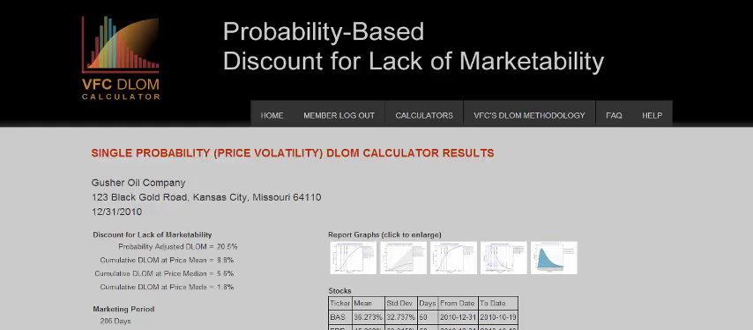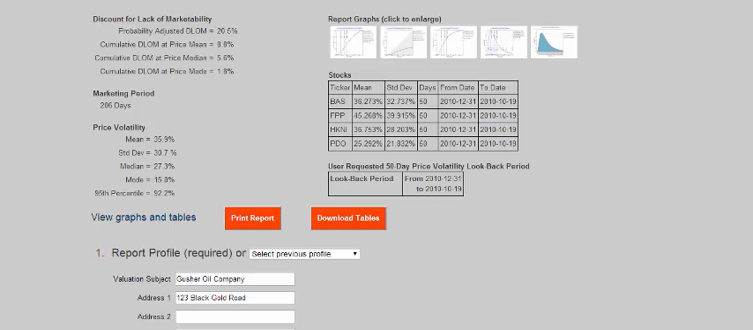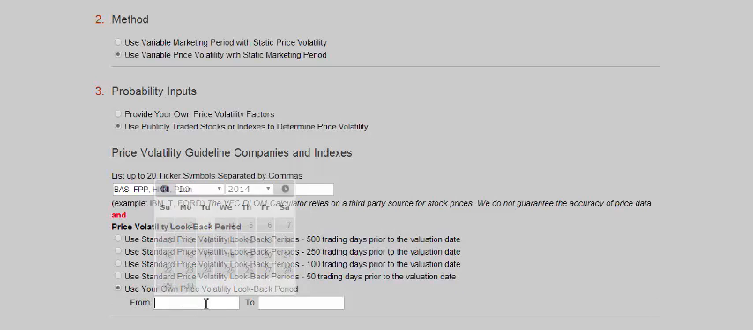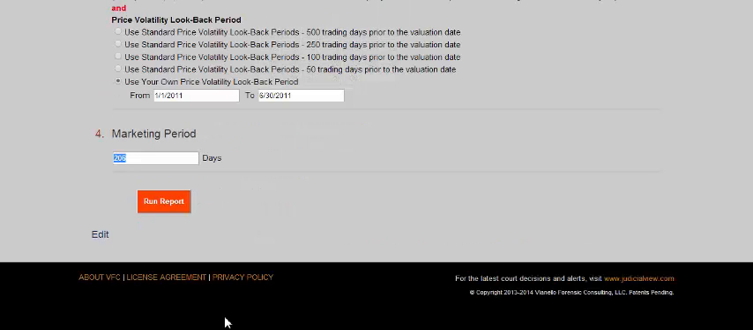Now let's try something else. We start by again clicking the Run Again button. If your engagement allows use of the Book of Wisdom concept, it might be appropriate to base price volatility on a time period after the valuation date. For this example, I will select the 6-month period from January 1 to June 30, 2011. We start by clicking the 5th radio button and then entering the dates. And then click Run Report.